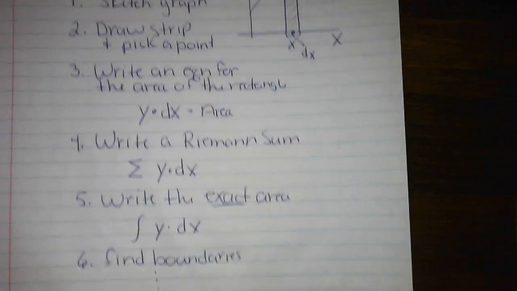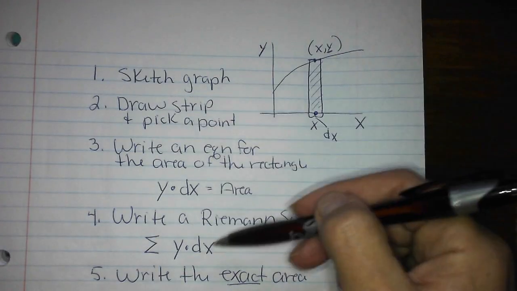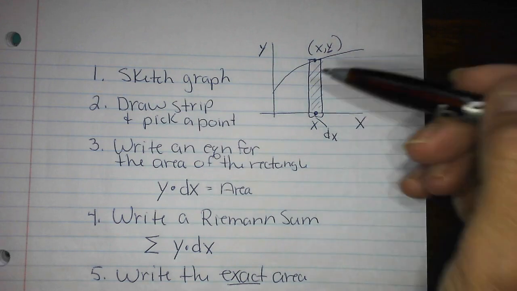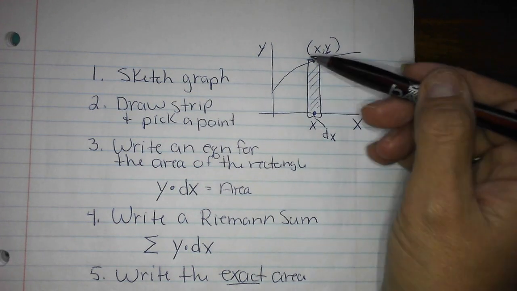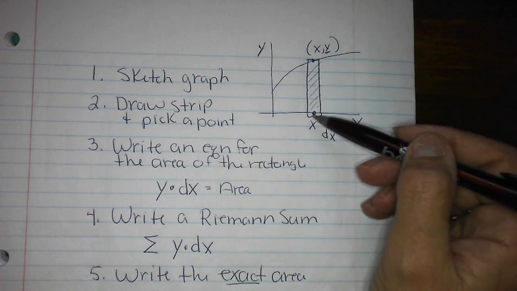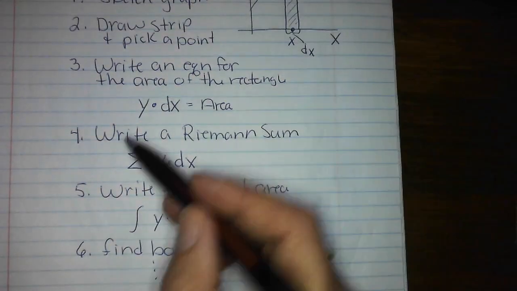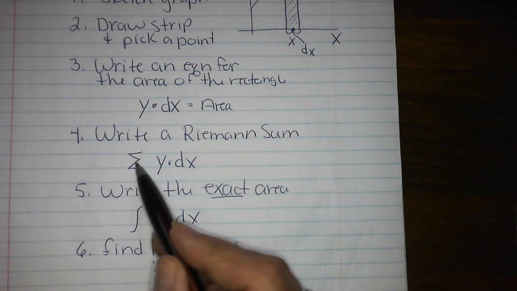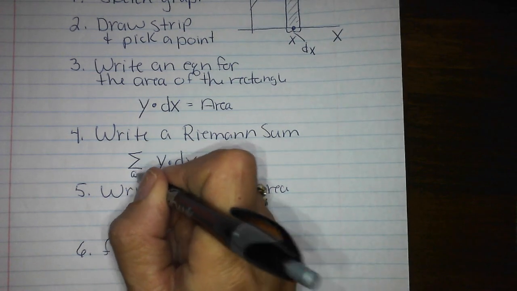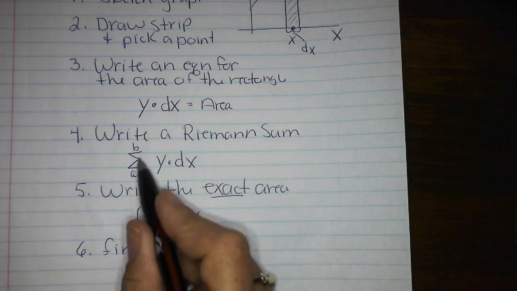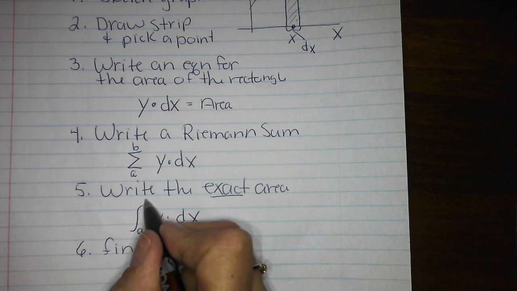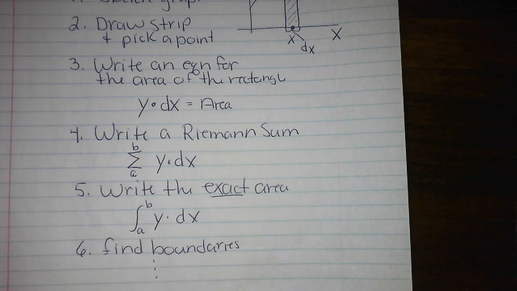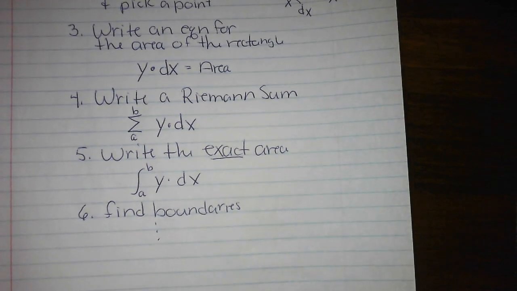But that's it. Don't get caught up in all of this, that it's confusing. It's not that bad. Draw the rectangle. The height is your function value. The width is your dx. Write the sum symbol out in front. You might have boundaries here, the a and the b. Then you flop that out for the integral symbol for the same boundaries and answer the questions. That's it.